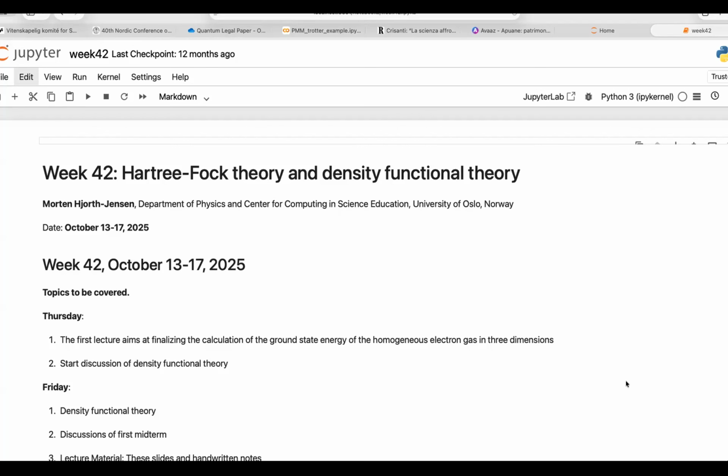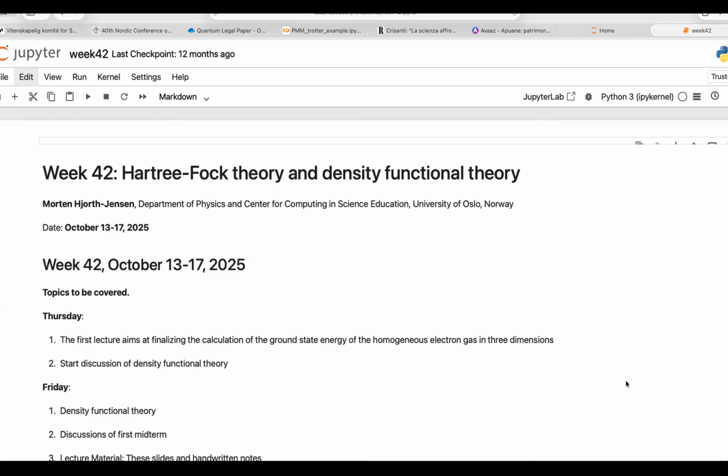So welcome back, everybody. The topic today, as you can see from the notes, is to try to finalize this electron gas calculation. And then we are going to move into another extremely popular mean field method, which is called density functional theory. That's the state of the art if you're dealing with material science, for instance, or if you want to study large systems like molecules or molecules in the DNA or whatever.